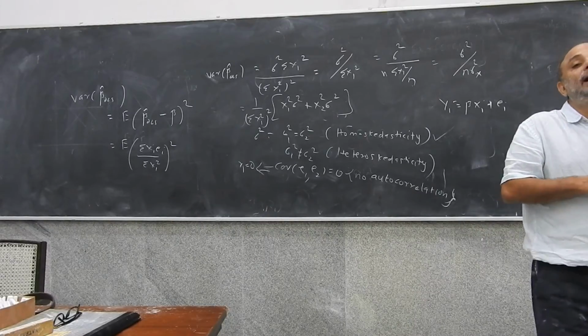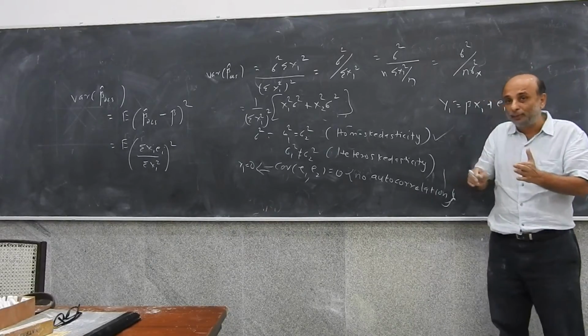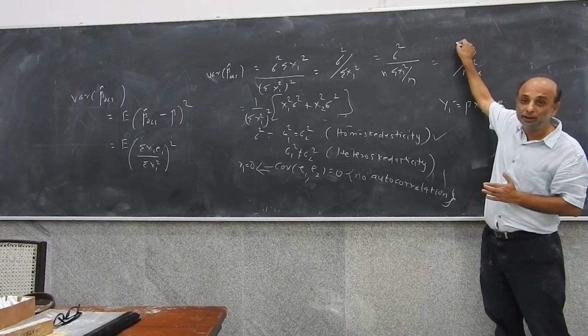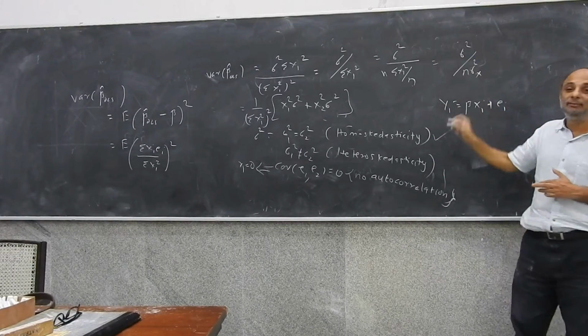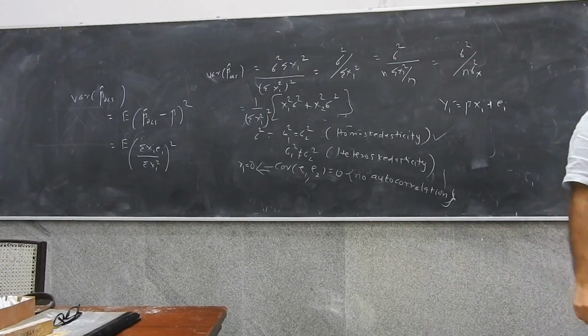One, it requires a large sigma square x relative to sigma square and a relatively large n. Okay? Larger the n, the more accurate is the estimate of beta hat. Larger the variance of x relative to the variance of the error term, larger is the accuracy of beta hat. Is this clear, folks? Right?